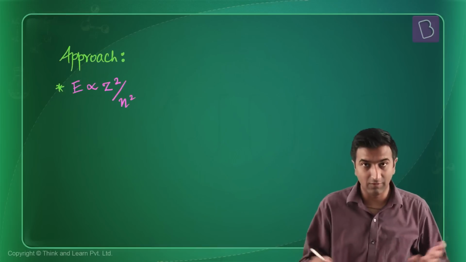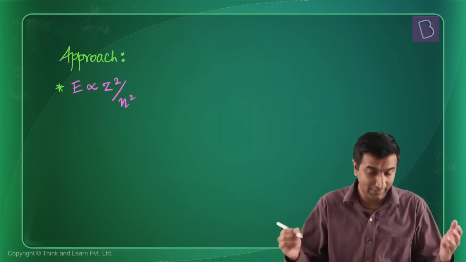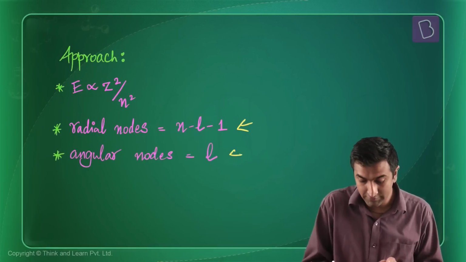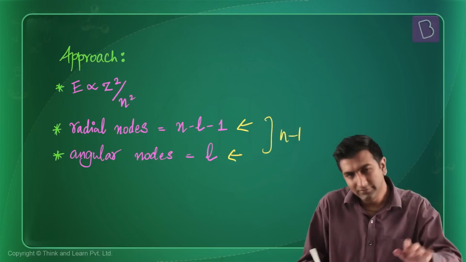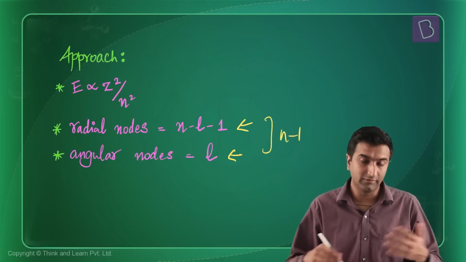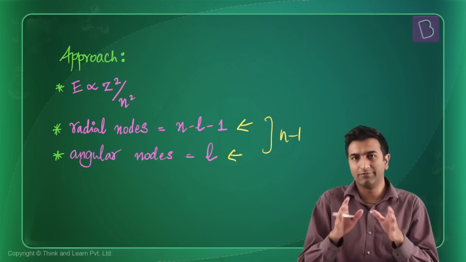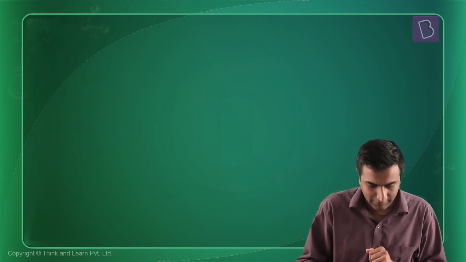Anyway, the approach here is that the energy is proportional to Z squared by n squared. You know this already. We'll start with that. Radial nodes is simply n minus L minus 1, and angular nodes is just L. Total nodes from here is n minus 1. Simple, basic stuff, if you've revised the overall structure of the atom properly. These are basic things.